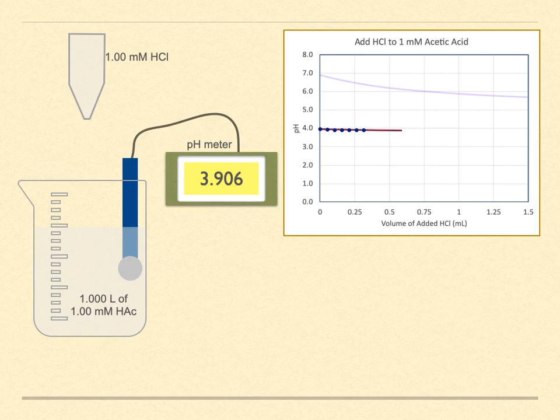We carry on out to a total of 1.5 milliliters of added acid, and the drop in pH is barely measurable. It is about 0.004 pH units. At the same point, the pure water pH has dropped about 1.2 pH units. The presence of 1 millimolar acetic acid buffers the solution against large changes in pH.